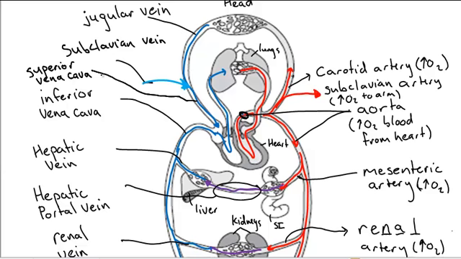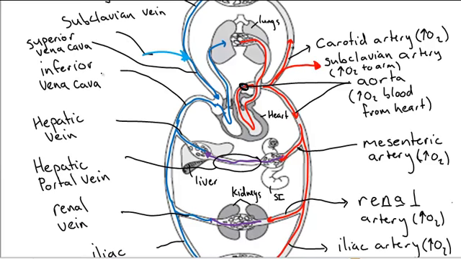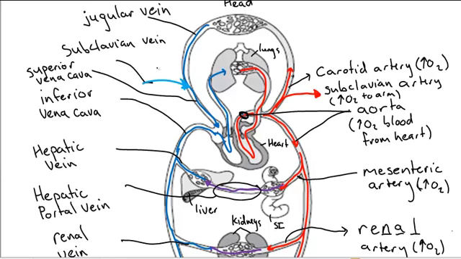Okay, so now we only have two things left to identify. Now here, these are all bringing back to the heart, and they are all carrying low O2 blood. All the way down.